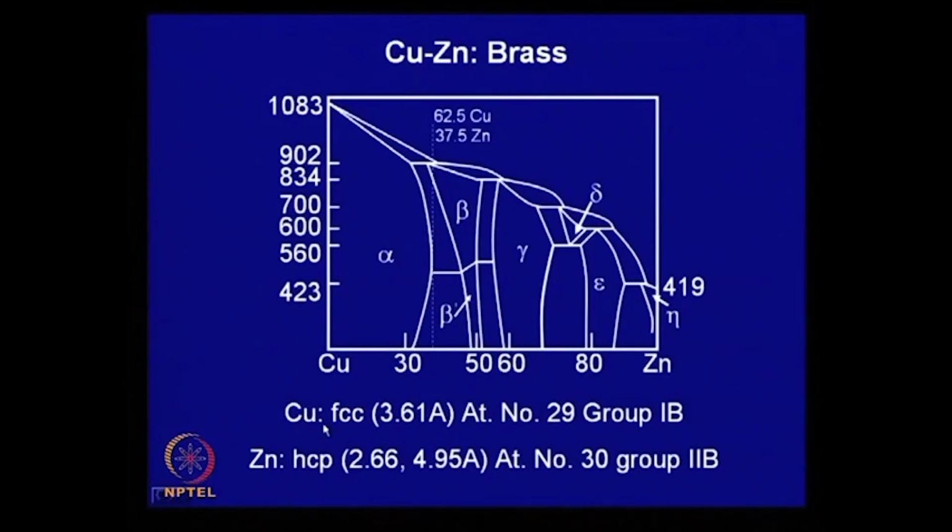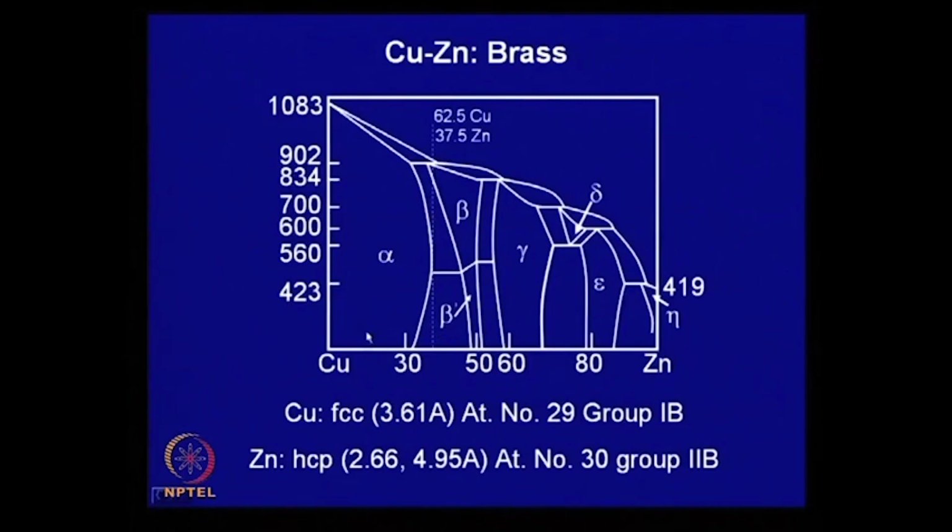it has a face centered cubic crystal structure. This is the lattice parameter 3.61, its atomic number is 29, it belongs to group 1B. Zinc has a hexagonal close packed structure, these are the lattice parameters, this is a, this is c, its atomic number is 30, it belongs to group 2B, its valency is 2.